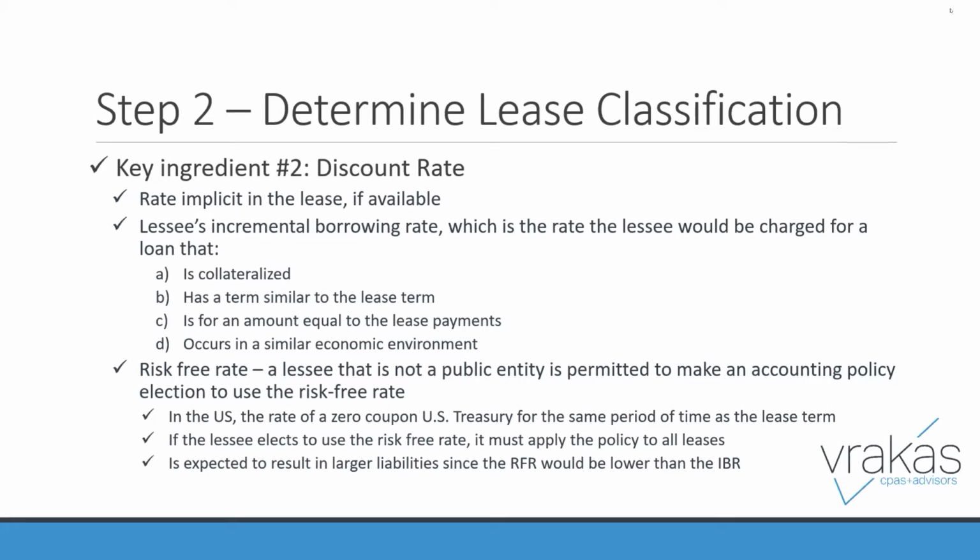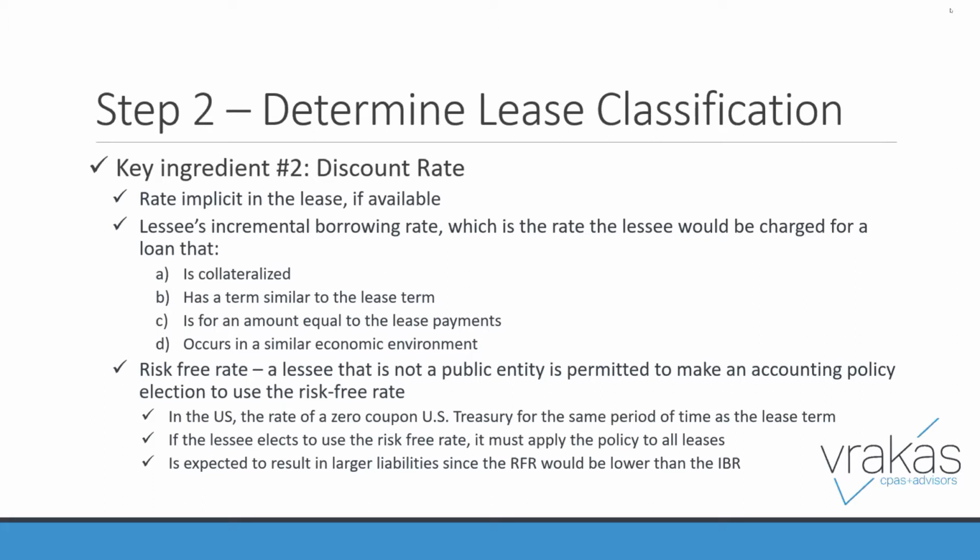So the risk-free rate would be the 0 coupon bond or treasury bill rate for a similar term. So if you have a 3-year lease, it would be a 3-year treasury bill. Again, if you elect to use the risk-free rate, you would use that across your entire portfolio. There is an outstanding agenda on the FASB's list to determine if potentially you could elect this by class of underlying asset, but as of right now, you would have to apply it to your entire lease portfolio.